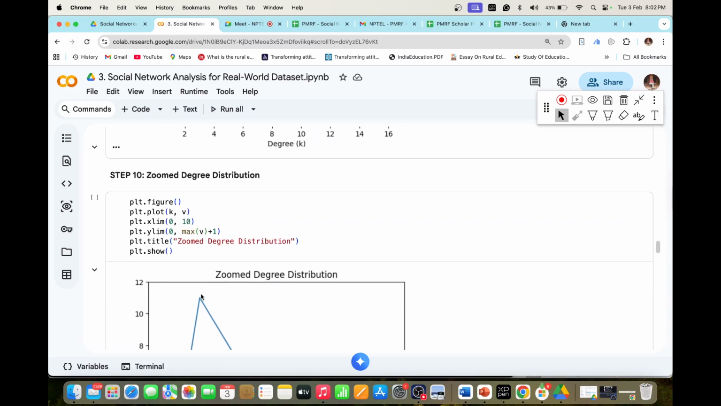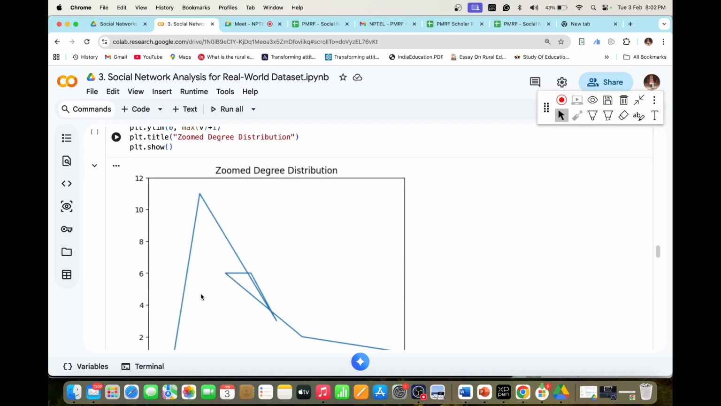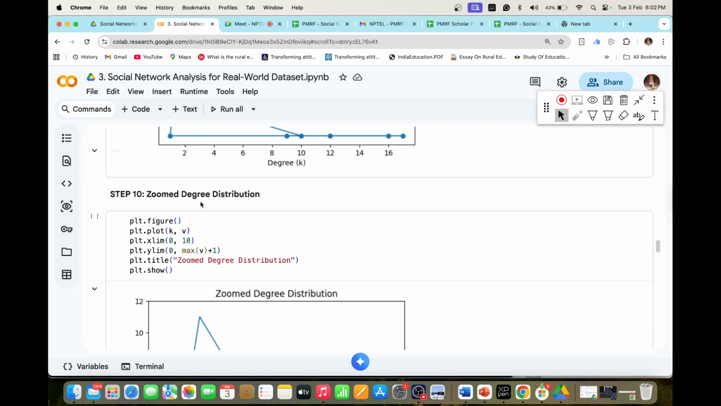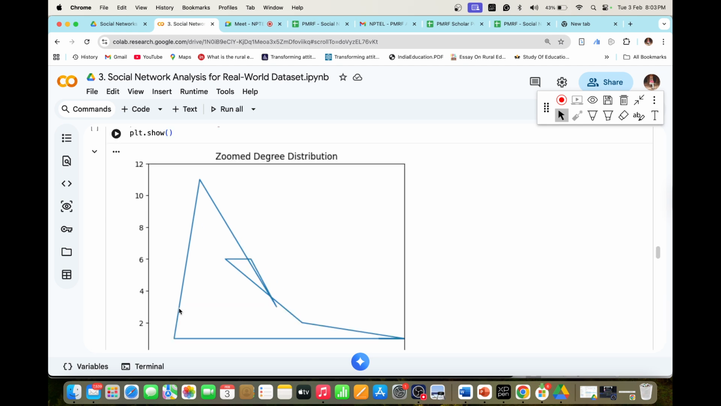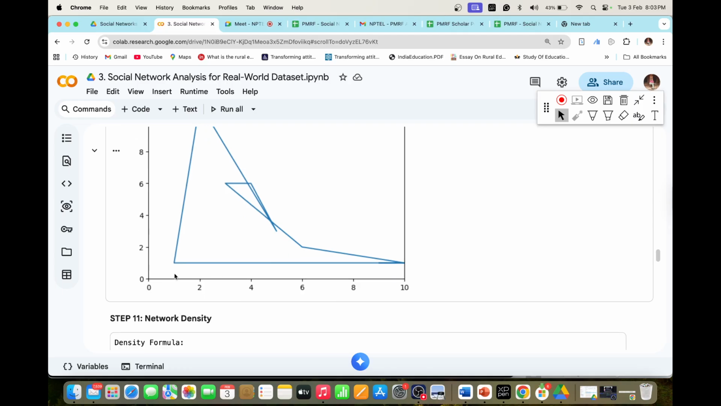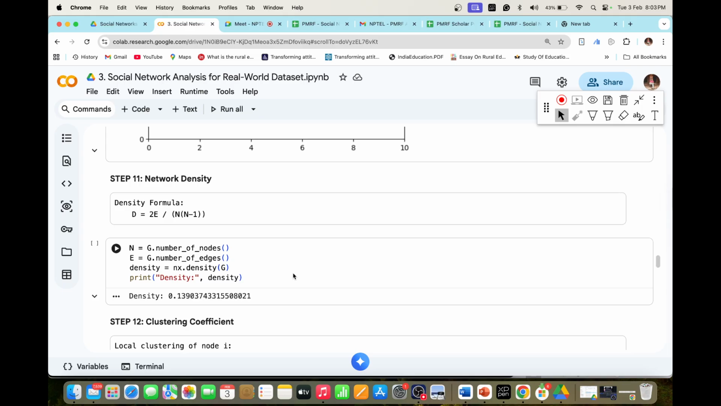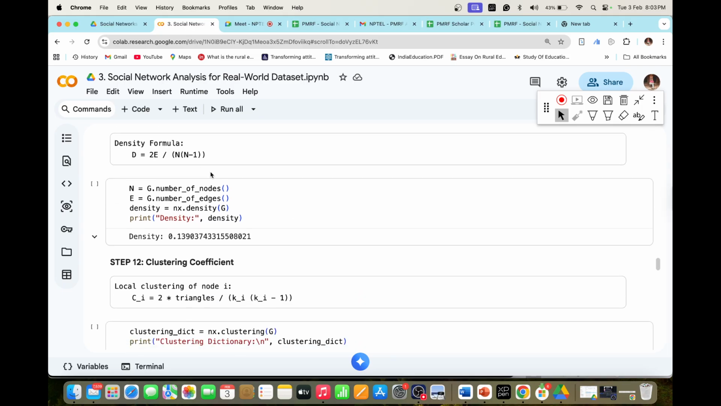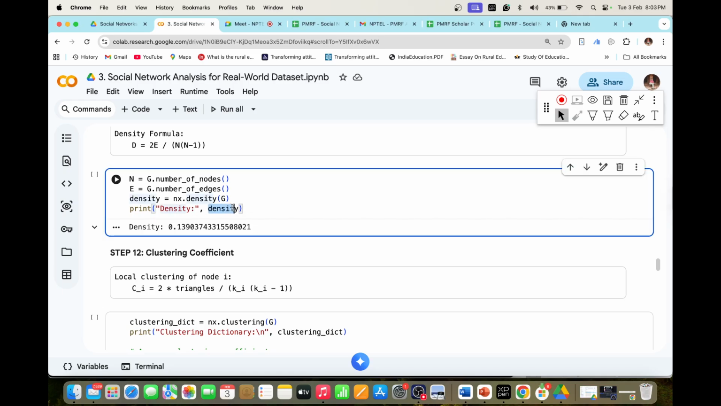Then zoom degree distribution: just zoom in on this curve so we can see it. For example, if we just want to see degree number 1 to 10 only, we can zoom the degree distribution. And then network density, this is the formula of network density. By this we can pass the graph and get the network density.